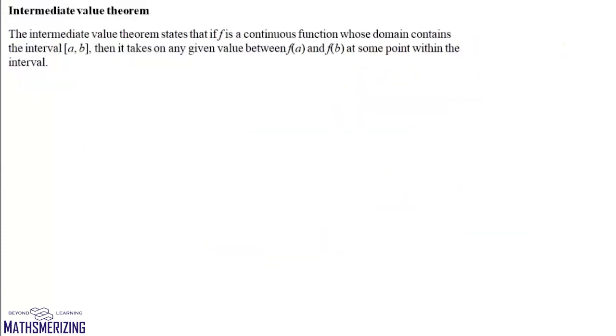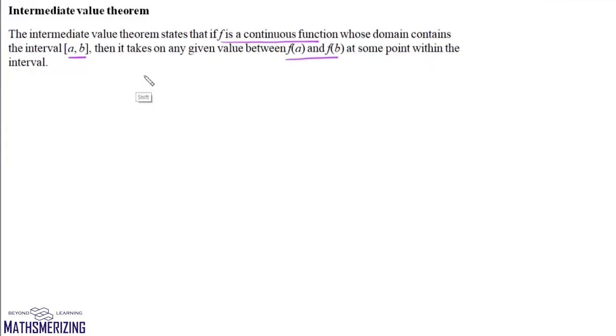Now the second theorem is intermediate value theorem. It says if f is a continuous function whose domain contains the interval [a, b], then it takes on any given value between f(a) and f(b) at some point within the interval. Now what does that mean?